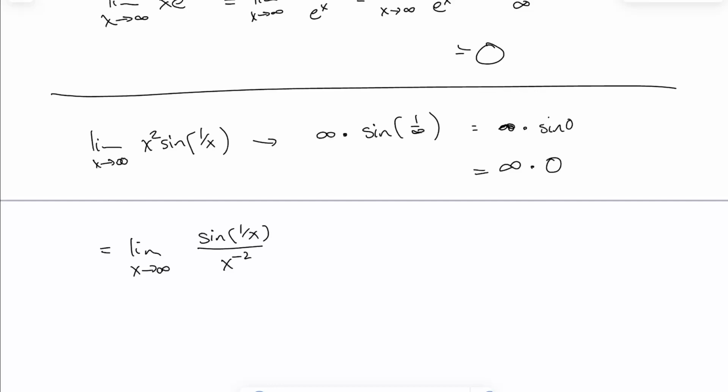Like right now, actually, if we try to plug in, this is a 0 over 0. Sine of 1 over x, because of what I said before, is sine of 0 when x becomes infinite, and that's 0. And then on the bottom, this is like infinity to the negative 2, which is the same as 1 over infinity to the 2, and that's 0, because 1 over infinity is 0. So 0 over 0. I do the L'Hopital.